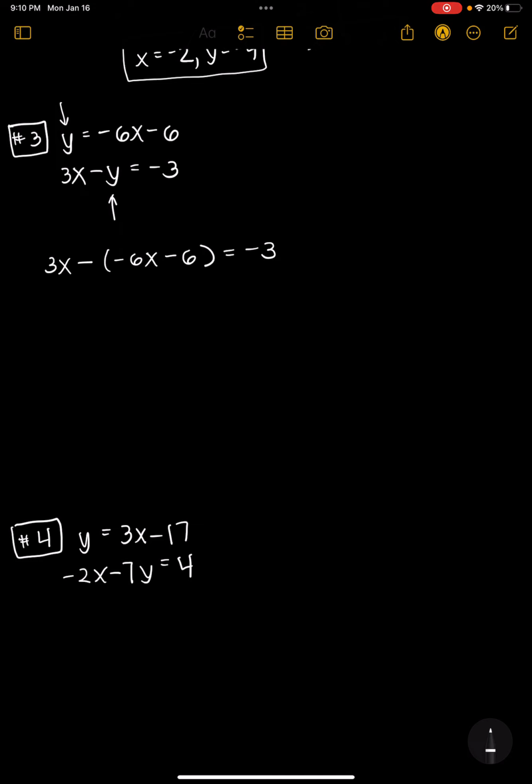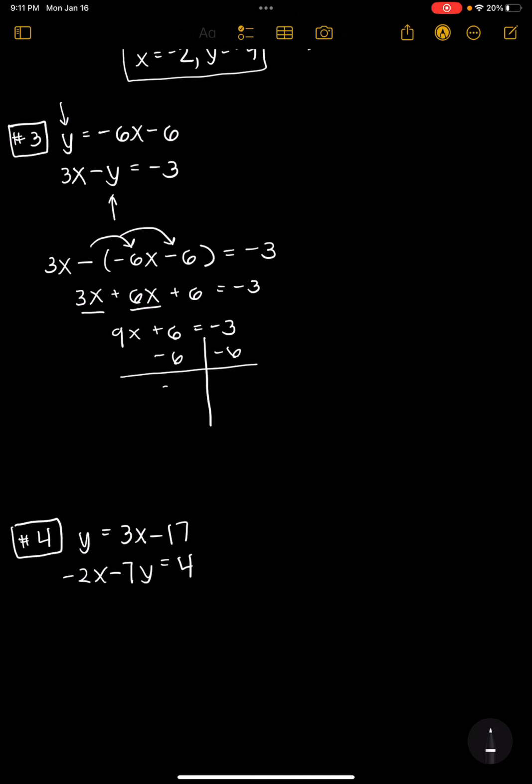Now I'm going to simplify and solve that for x. This negative would distribute into the parentheses, so now I get 3x plus 6x, because the negatives cancel out, and then plus 6 is equal to negative 3. Then I can combine like terms. The 3x and the 6x would make 9x plus 6 is equal to negative 3. I'm going to solve that for x by subtracting 6 from each side. I'd get 9x is equal to negative 9. Divide each side by 9, and you'd end up with x is equal to negative 1.